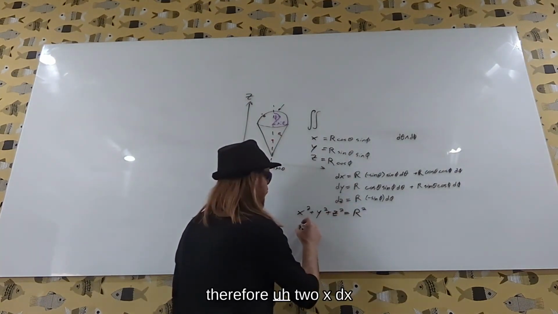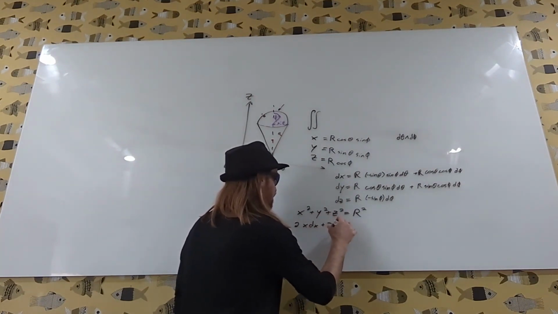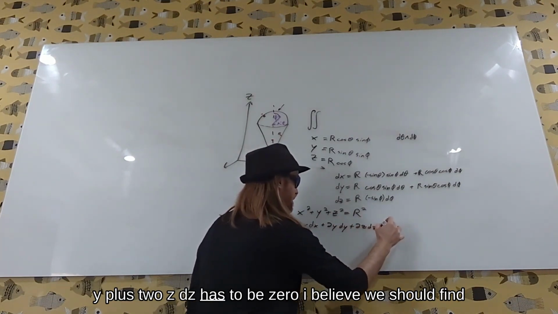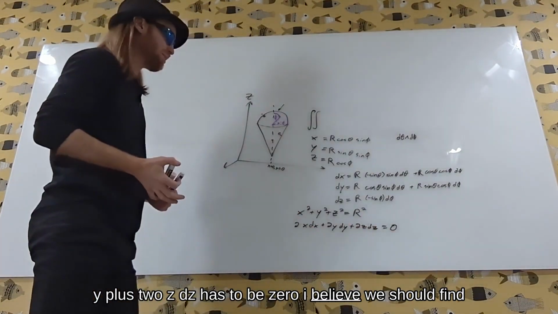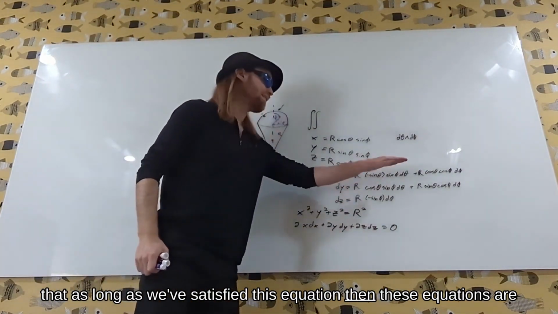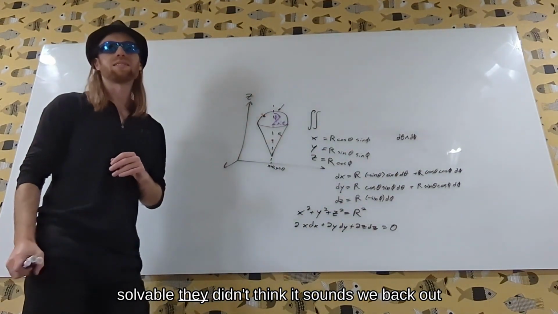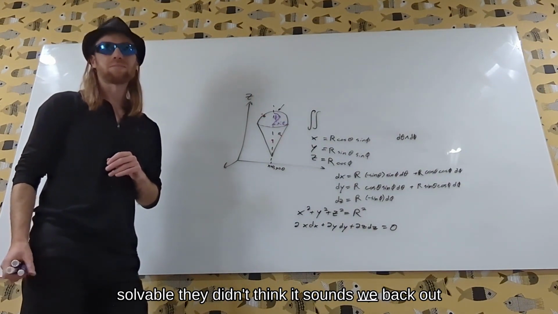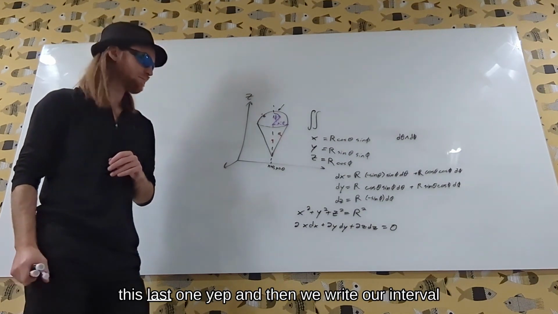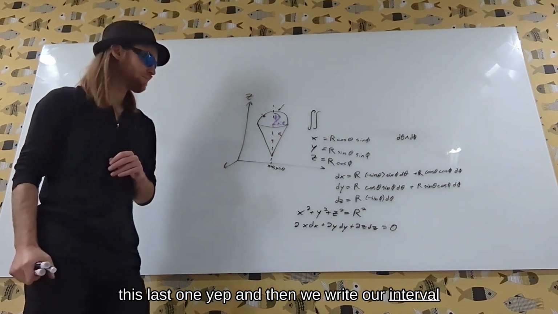Therefore, 2x dx plus 2y dy plus 2z dz has to be equal to 0. And I believe we should find that as long as we satisfy this equation, then these equations are solvable for theta and phi. Make sense? So you back out a d theta, d phi out of those three plus this last one. Yep. And then we write our integral.